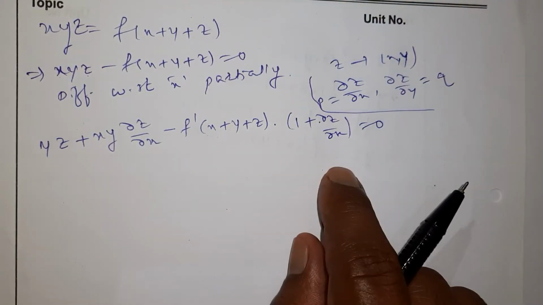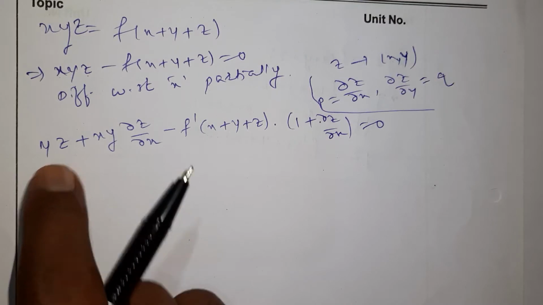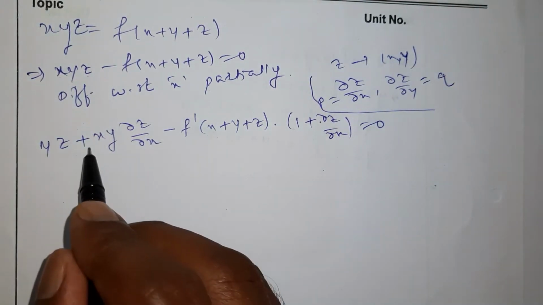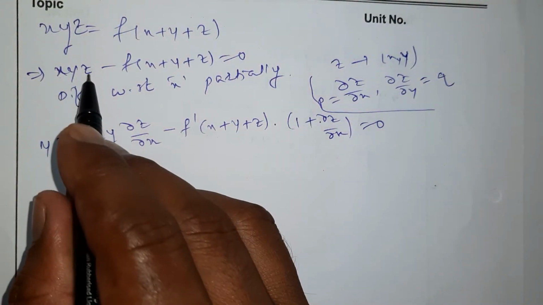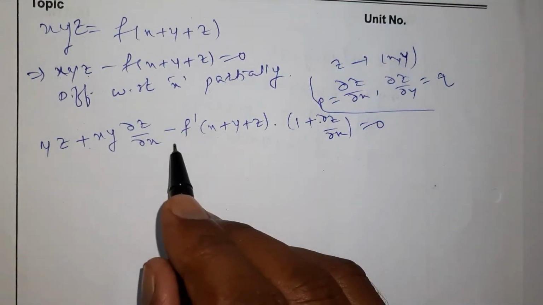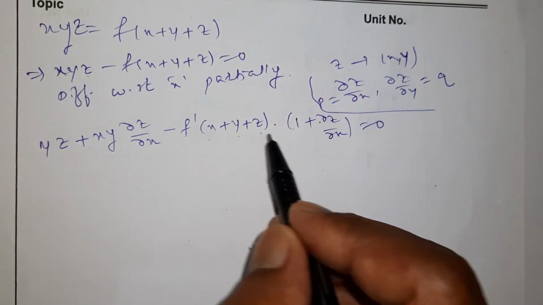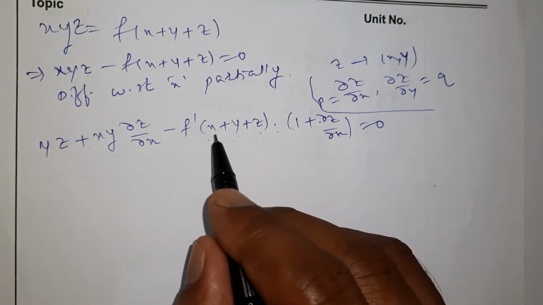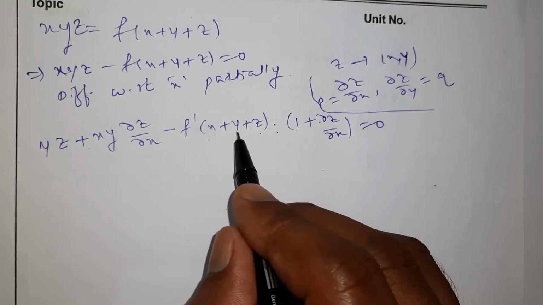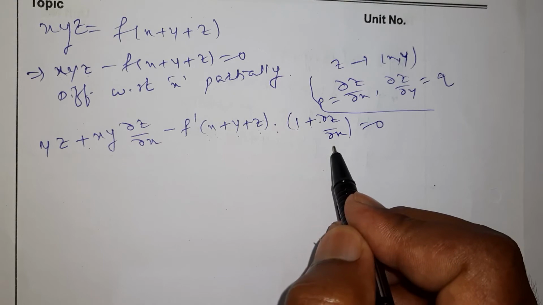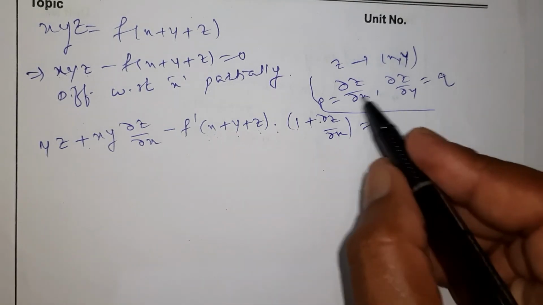Understood this step? I will again explain the derivative carefully. Here derivative of x is 1, yz as it is, plus xy as it is, derivative of z is dou z by dou x, minus derivative of f is f dash of x plus y plus z as it is, into derivative of x is 1, y is 0 and derivative of z is dou z by dou x. Clearly? Now write this in terms of p and q.